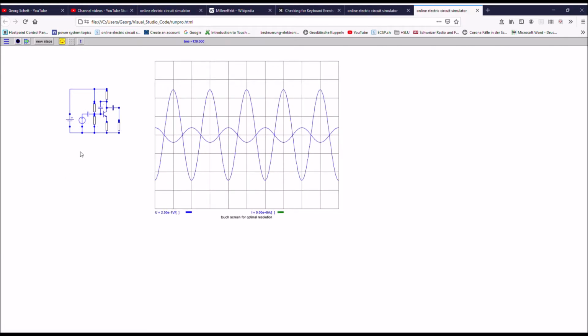Here is an example of a simple amplifier. Here there is the transistor. Here you have the additional capacitance. You can see here the input voltage, the signal voltage, and here you see the output voltage. So the amplification factor is maybe factor 5 or so.